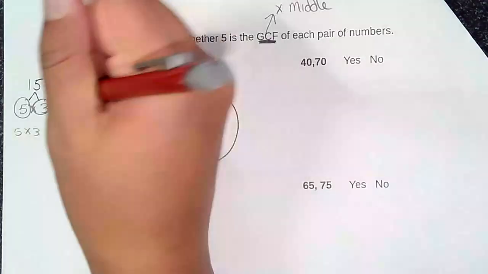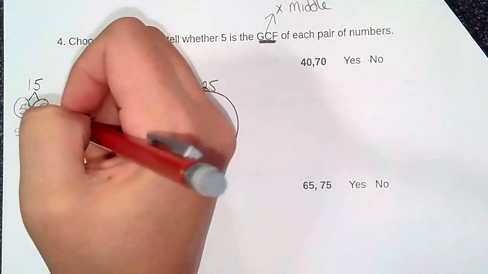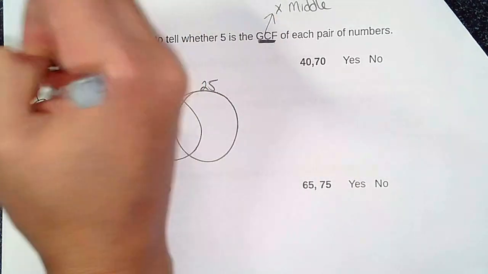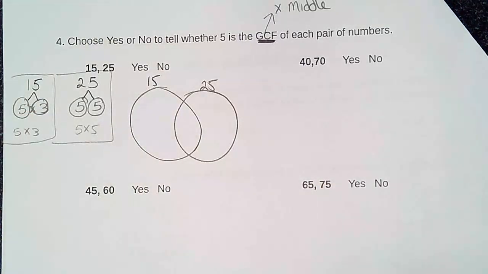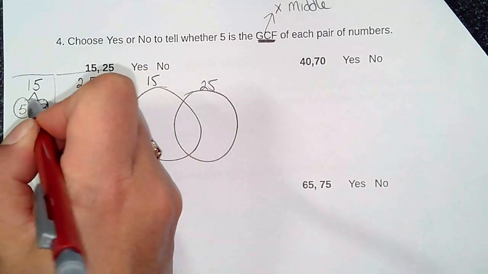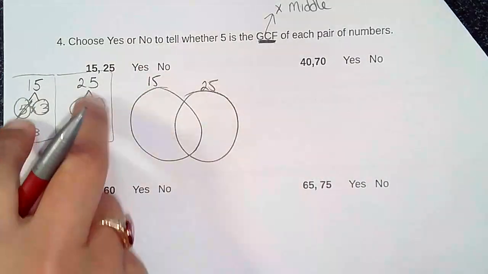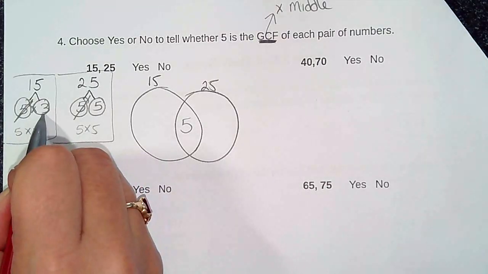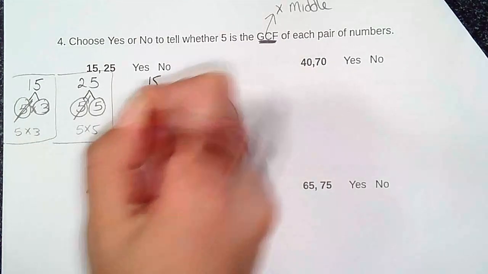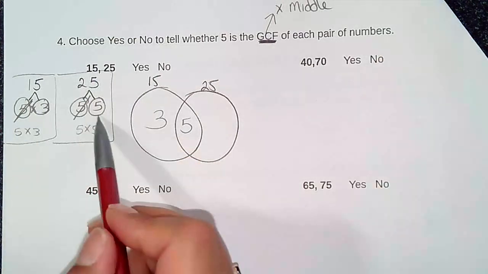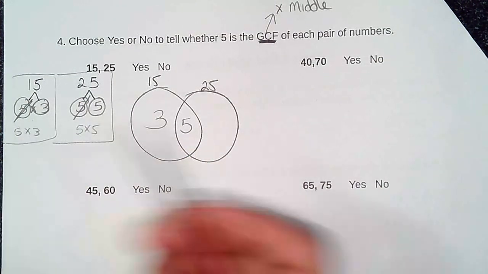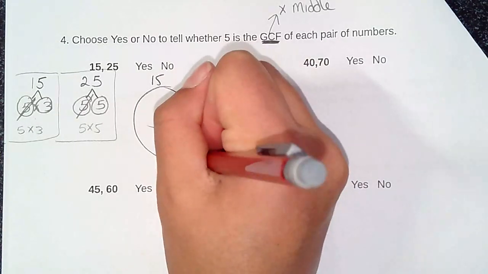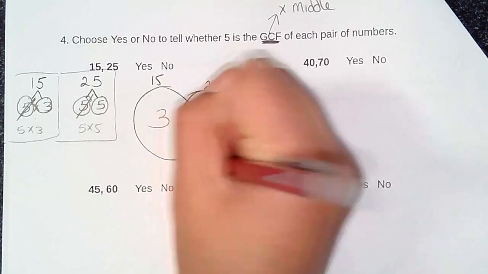What do they share? When I taught this to you, I told you that this is like the left foot and this is like a right foot. You have to have a pair of shoes. So I have one shoe here and one shoe here. That's a pair. So I put that in the middle of my Venn diagram. I have 3, but no 3 here. So the 3 belongs with the 15. And I have 5 here, but no other 5 that I didn't cross off. So I put the 5 here. So the GCF is 5.